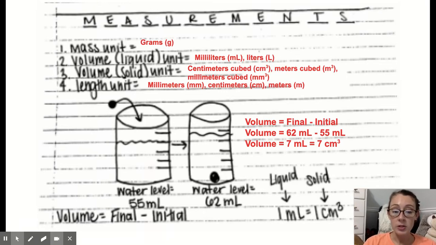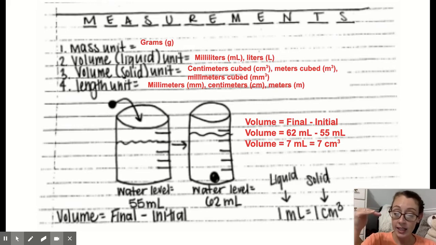But what this picture shows you is volume by water displacement. So what you're going to do is you're going to have a beaker or something with water, and you have something put into the water. So you have an initial volume of water. In this case, our initial volume of water is 55 milliliters, and we're going to drop in a golf ball. And when we drop in that golf ball, it raises the volume of water.